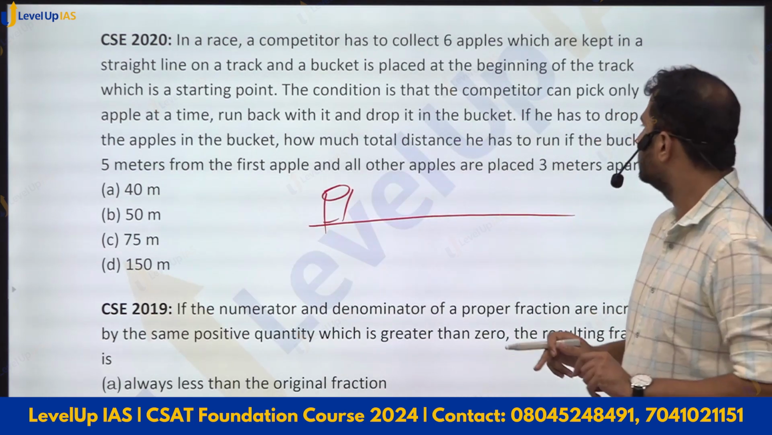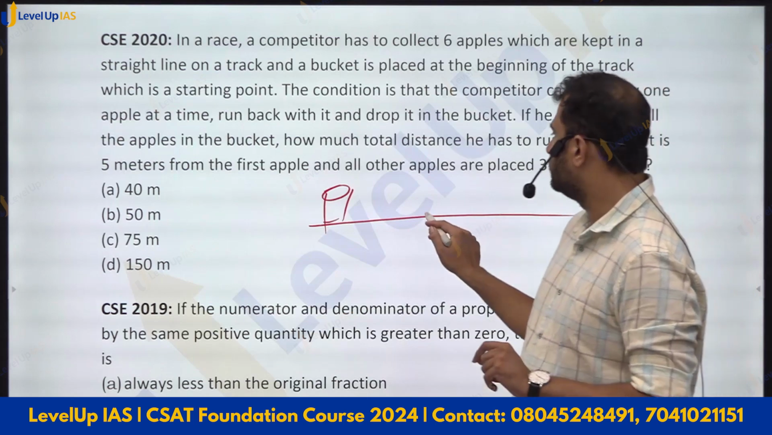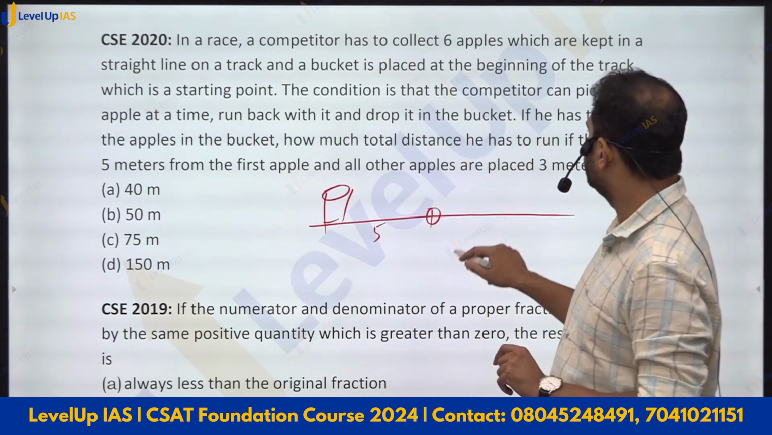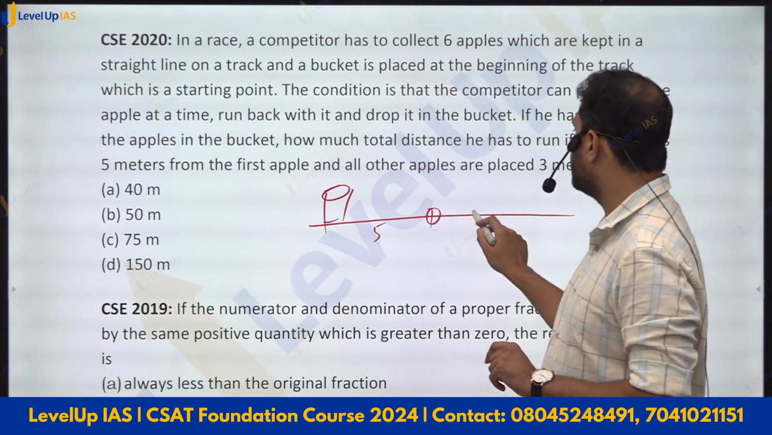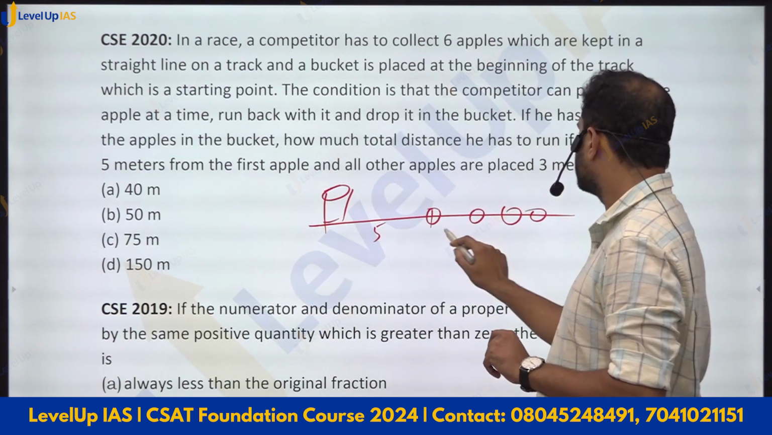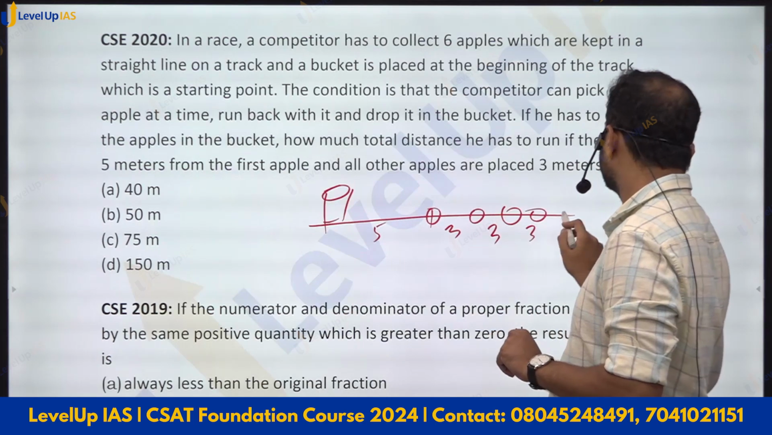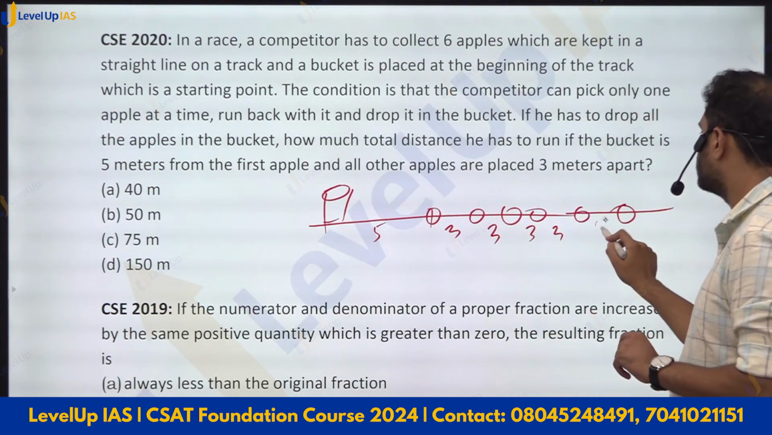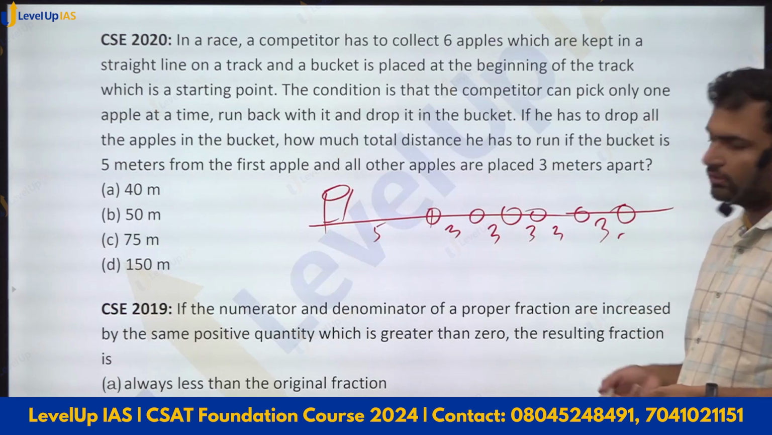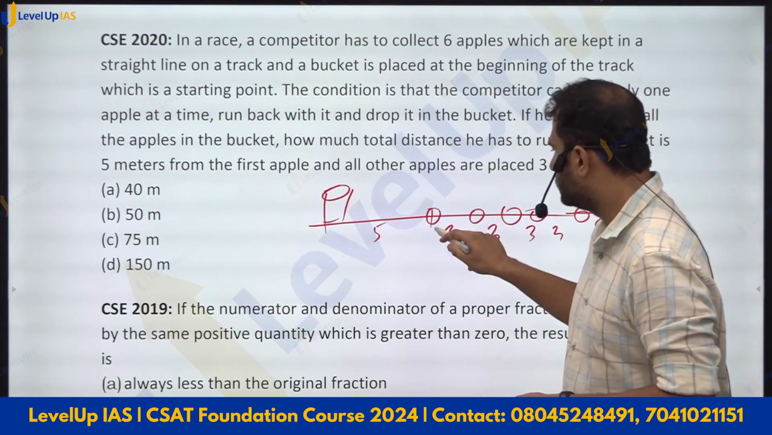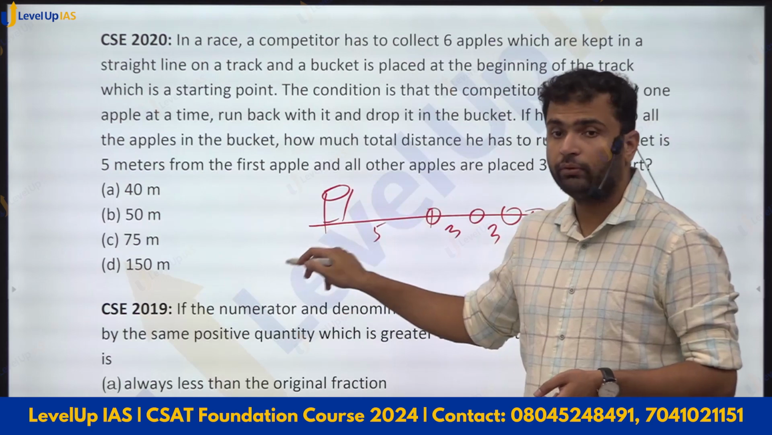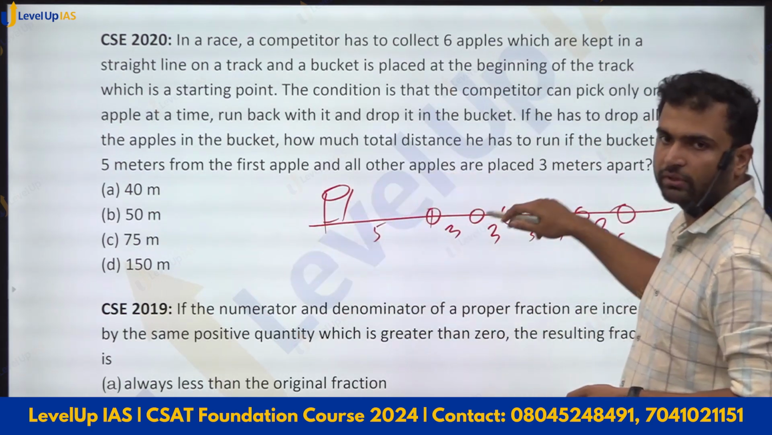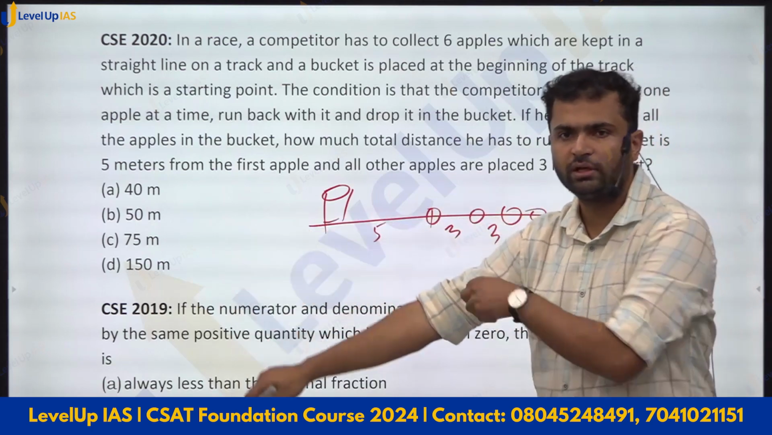If the bucket is 5 meters from the first apple, this is 5, here there is the first apple, and all the other apples are placed 3 meters apart. So here there are 3, 3, 3, 3, and this is also 3. These are the 6 apples. So he has to go 5, bring the first, come 5. Go 5 plus 3, come 5 plus 3. Go 5 plus 3 plus 3, come 5 plus 3 plus 3.